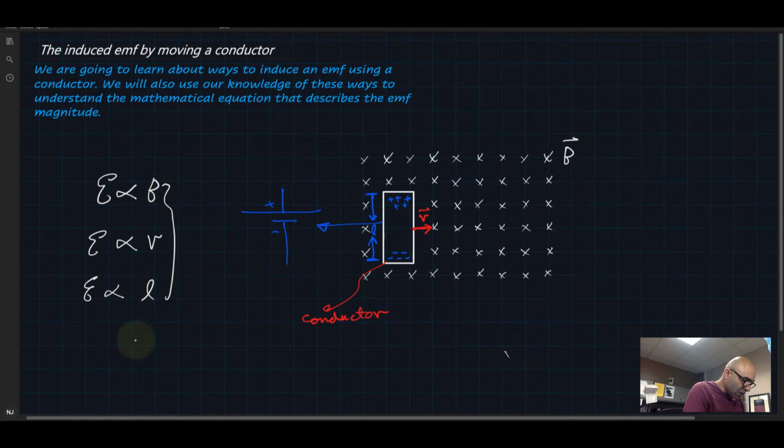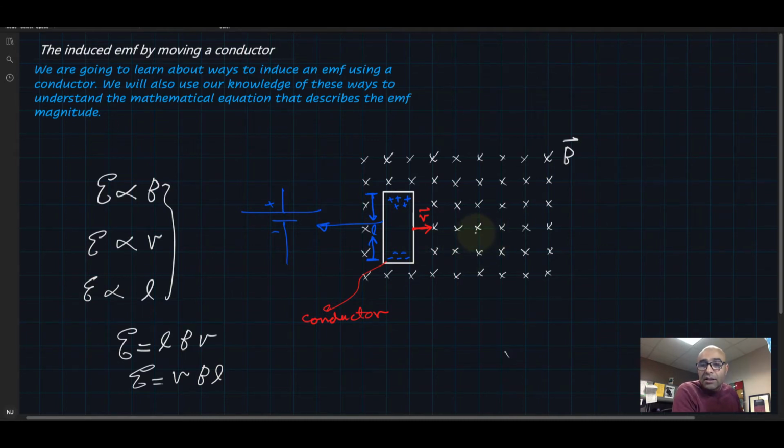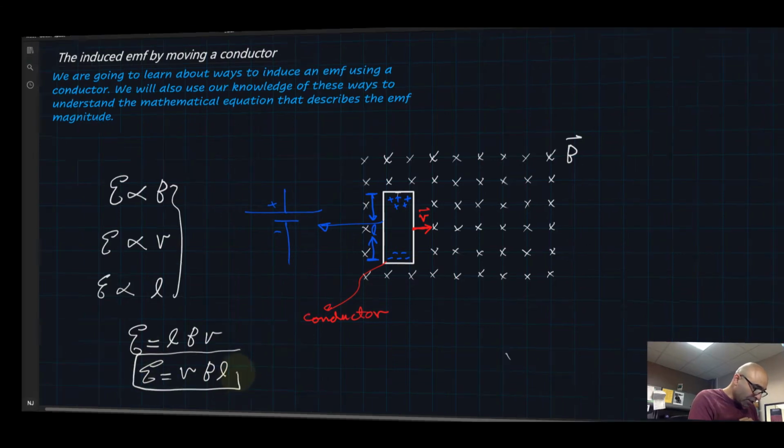If you put all of these together, you can get that the electromotive force induced by a conductor is equal to LBV, and sometimes it's best to write it down as VBL. So I'm going to write it down in this form, VBL. As you can see, the movement here to the right, the magnetic field is down, and L is also perpendicular to the motion. If any of these is not perpendicular, you have to add sine theta. All right? And this is the general equation.